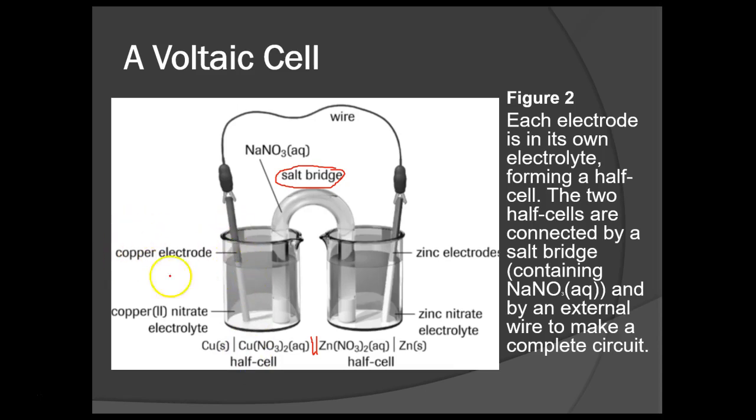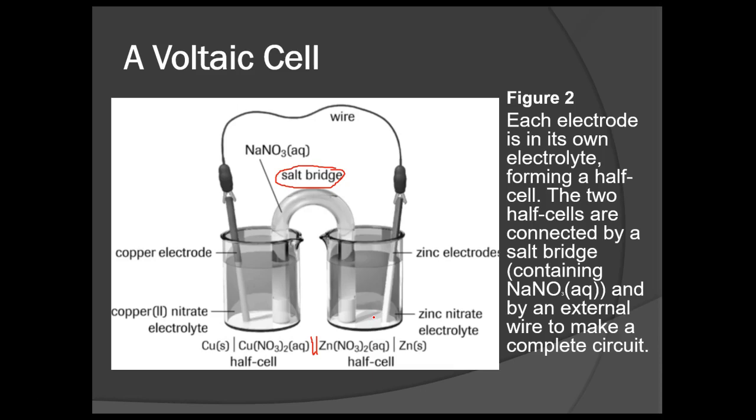So we have a copper electrode on the left side dipped into a copper nitrate electrolyte solution. Again, nitrate ions, meaning that it's not going to participate in the reaction. On the right hand side, we have zinc electrodes and a zinc nitrate electrolyte in here. So what we need to do is we need to try to figure out what's going on in this cell.